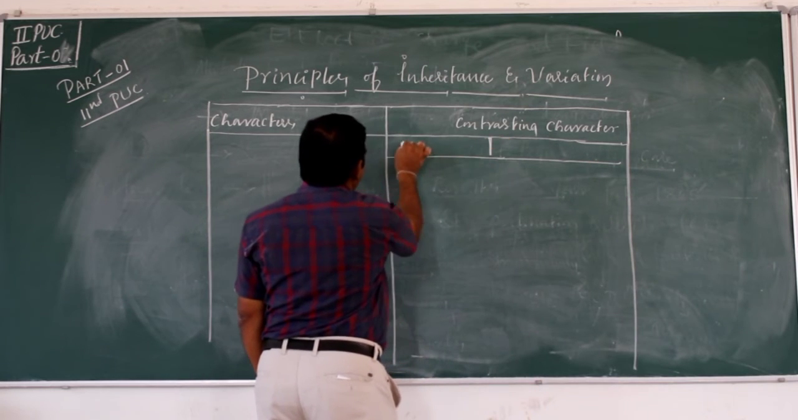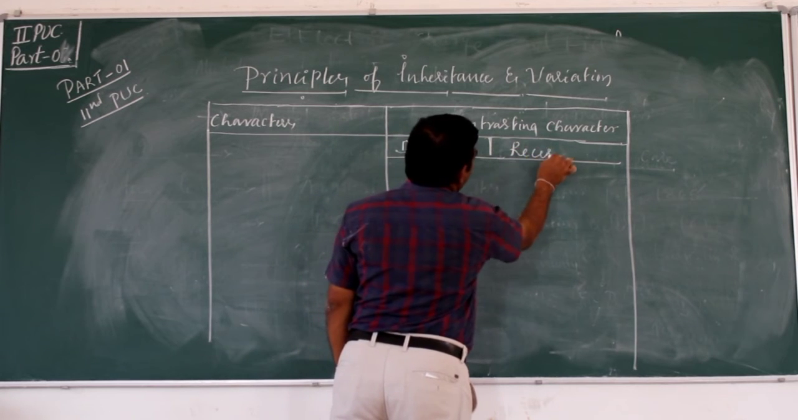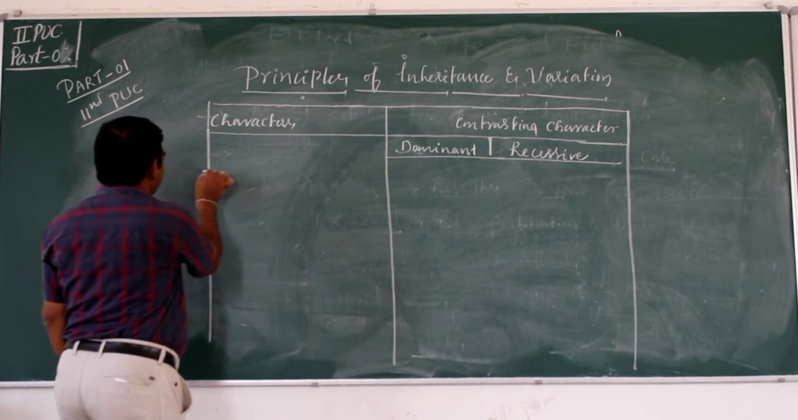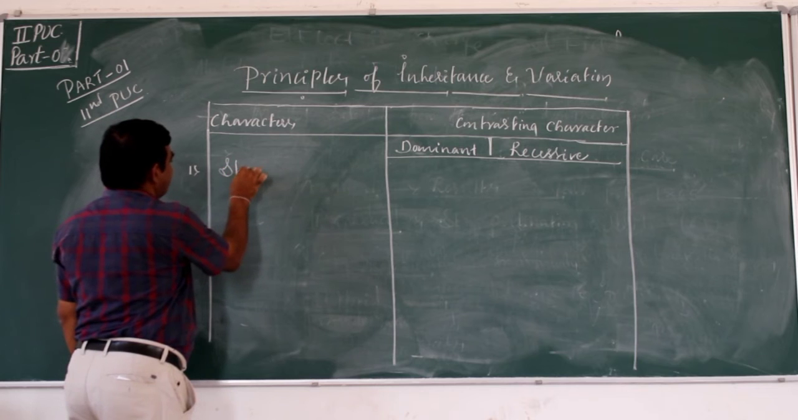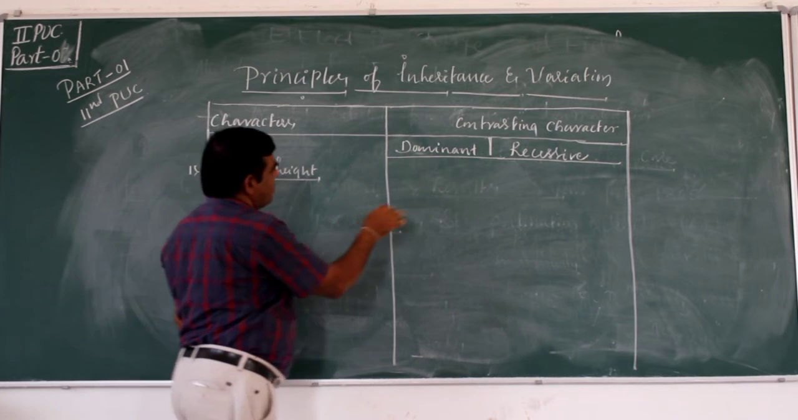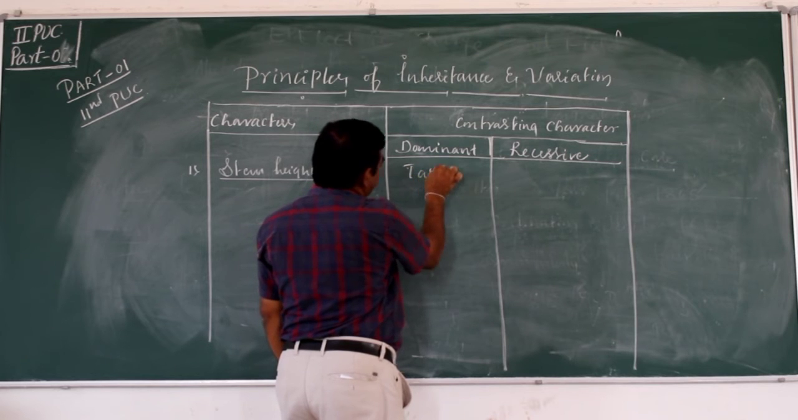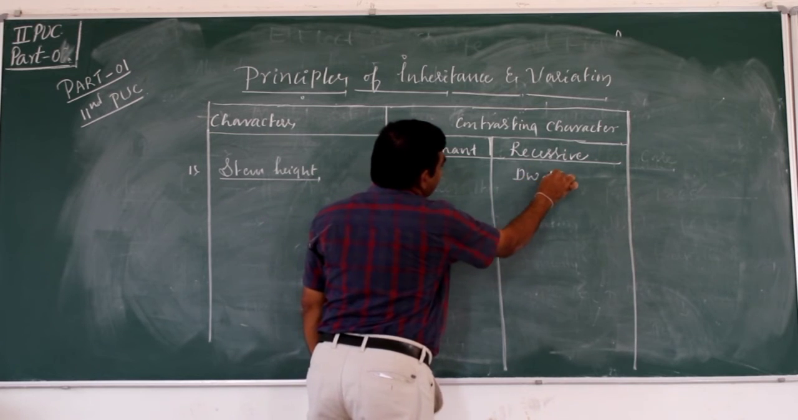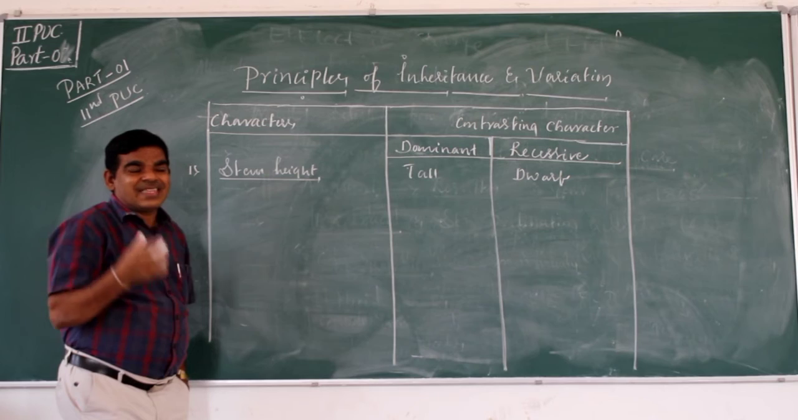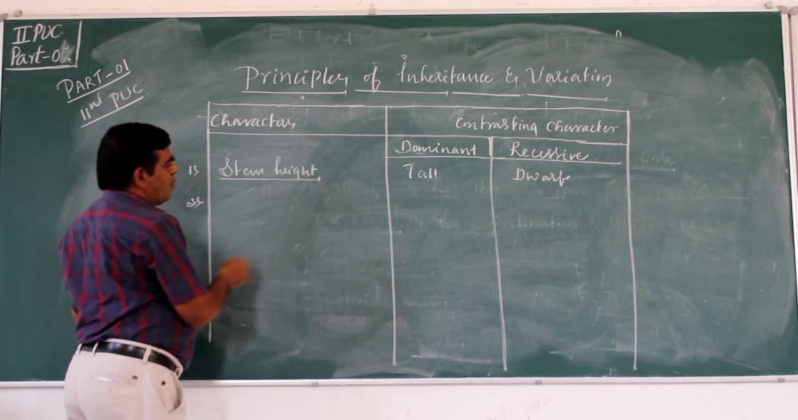So, in contrasting characters, there are dominant and recessive characters. First one, stem height. Dominant is tall and dwarf is recessive. Mendel totally selected 7 pairs of contrasting characters for his experiment. First one, stem height, tall and dwarf.